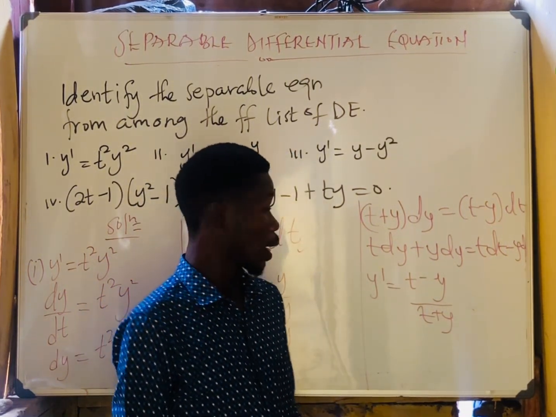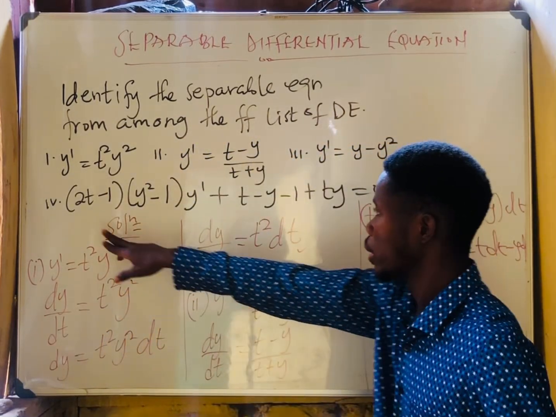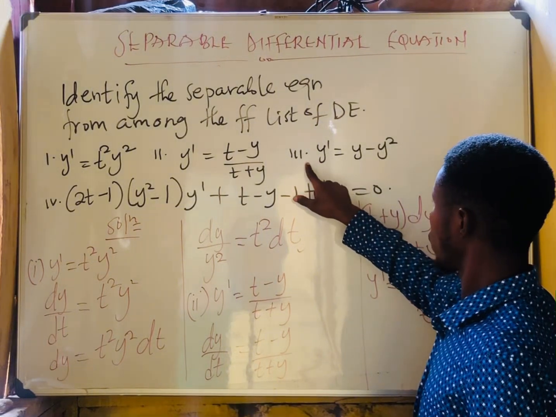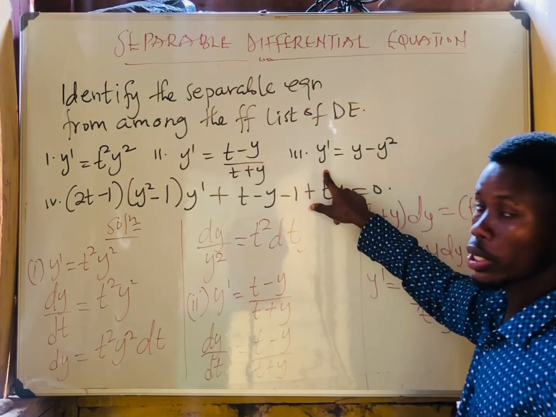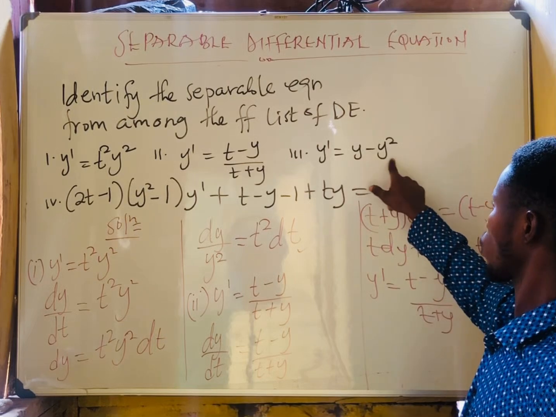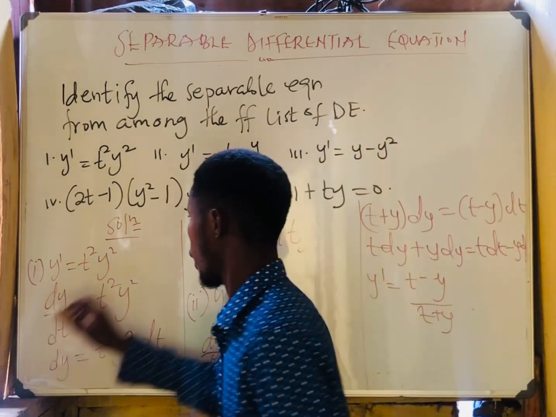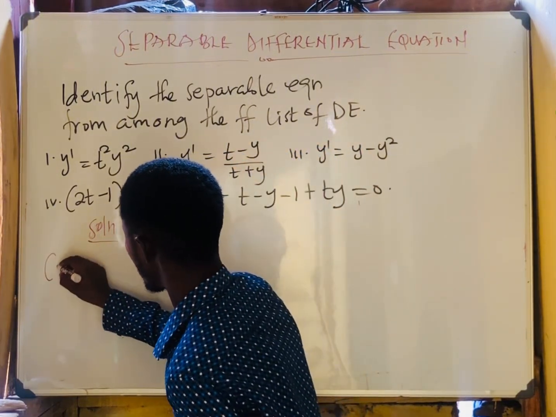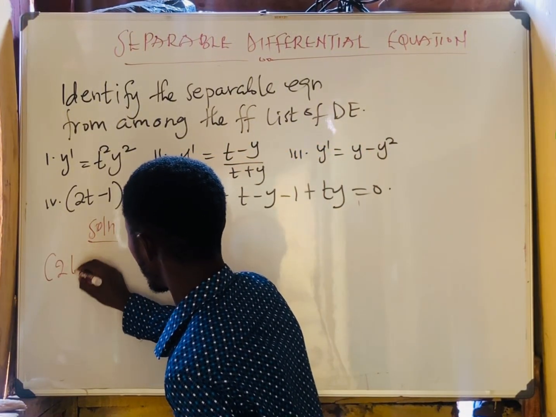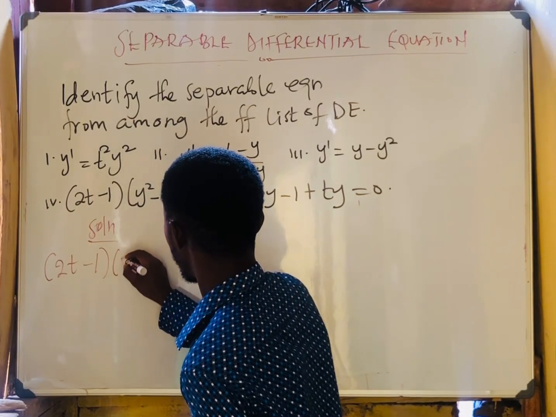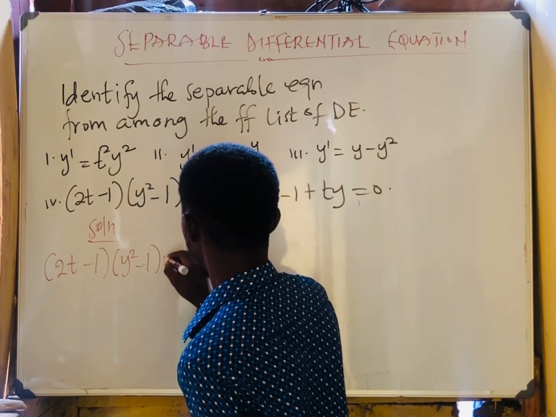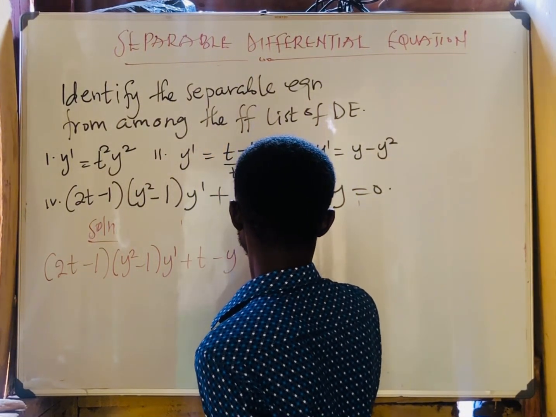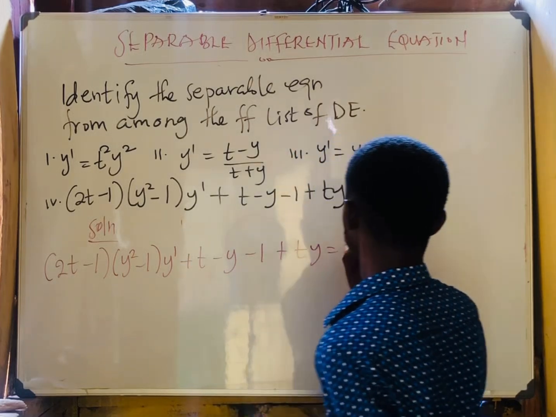Now I'll take the IV. I'll do the IV then for the last one, which is the I, which is y prime equals y minus y squared. You can do it at your leisure time. So let me take the 2t minus 1 y squared minus 1 y prime plus t minus y minus 1 plus ty equals 0.